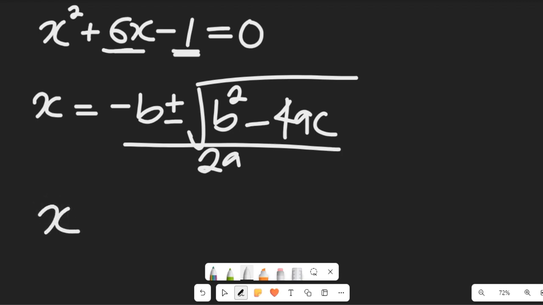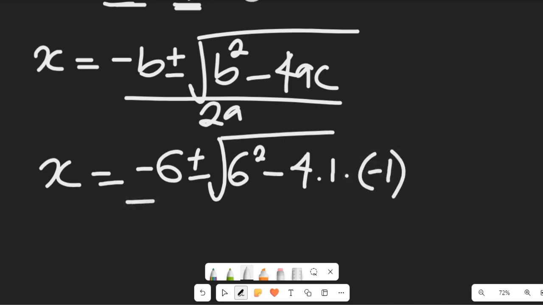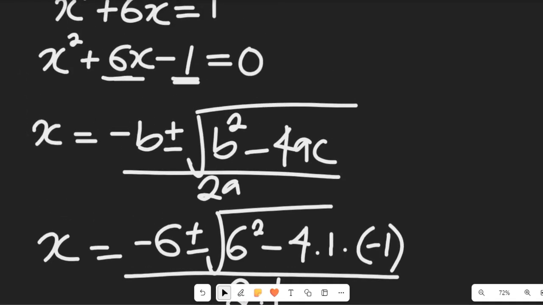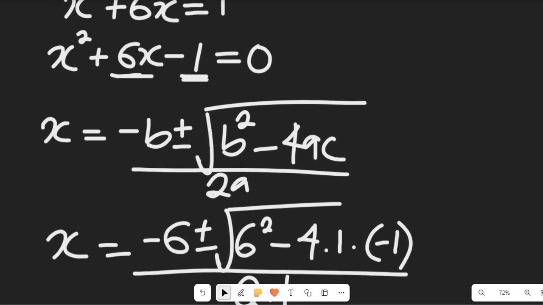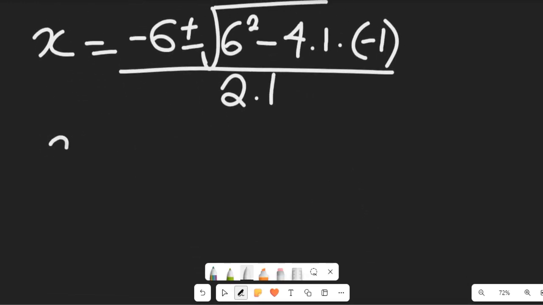So the value of our x will be equal to negative 6 plus or minus the square root of 6 squared minus 4 multiplied by 1 multiplied by negative 1, which is c, and all of these will be divided by 2 multiplied by 1. Now recall that our a is equal to 1, our b is 6, and our c is equal to negative 1.